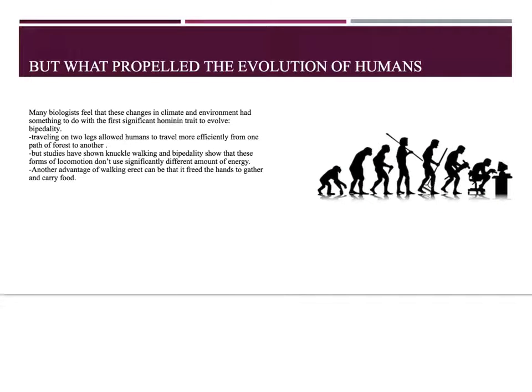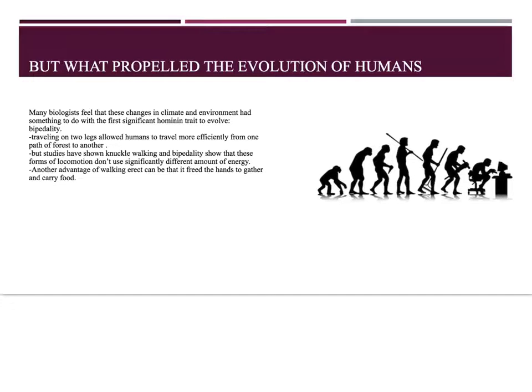But what propelled the evolution of humans? Many biologists believe that changes in climate and environment had something to do with the first significant human trait to evolve, bipedality. Traveling on two legs allowed humans to travel more efficiently from one place to another. But studies have recently shown that knuckle walking and walking on two legs don't use significantly different amounts of energy.